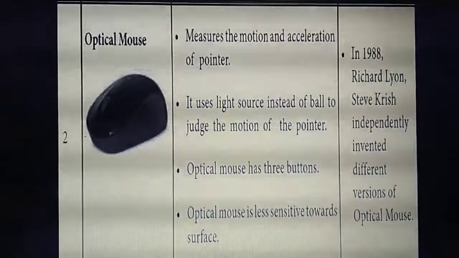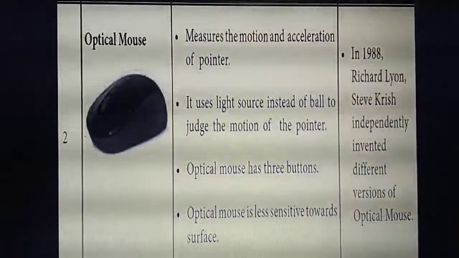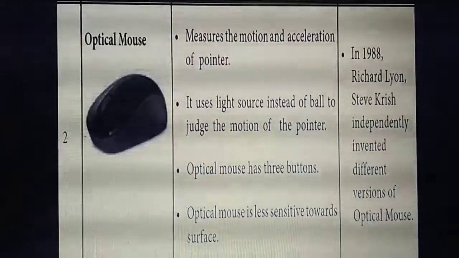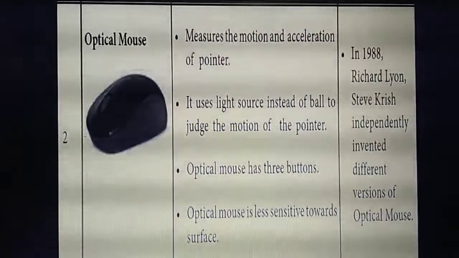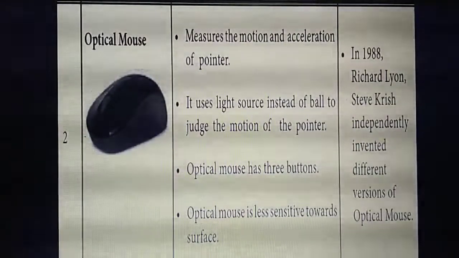What's the second type? Optical mouse. So see this diagram. This is called an optical mouse. What's the use of a mouse? With a mouse you can click and also scroll the ball.